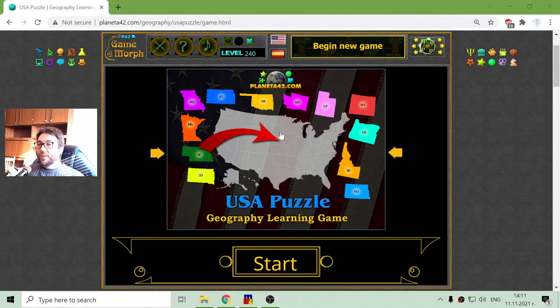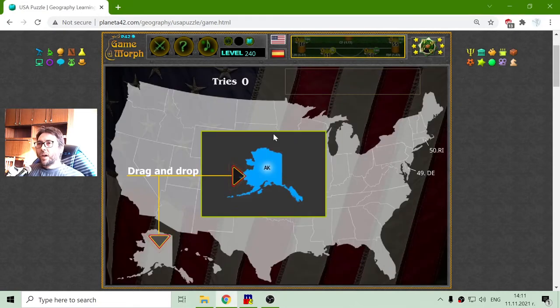Today's geography game that I play is the United States puzzle, where I will try to sort all the 50 states of the United States. And with that exercise, it is not anything difficult. It is just about going through every state.